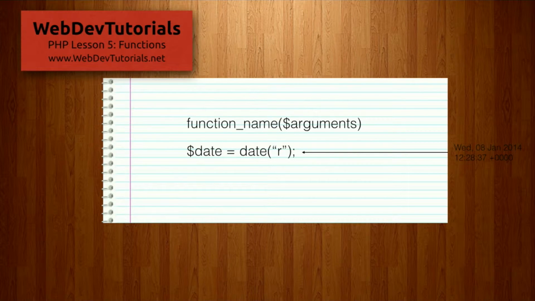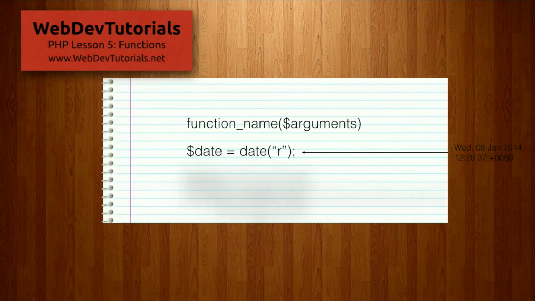The date function takes one argument, which is a string called format. The string r will return the full date and time when passed into the date function. When executed, the variable date will store a textual representation of the date and time.